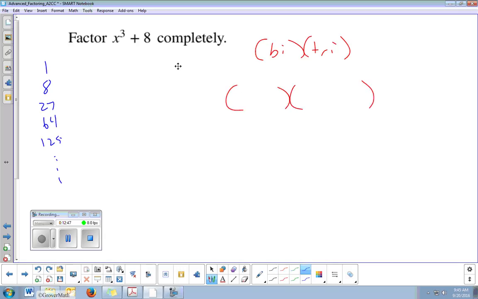The binomial is simply the cube root of these pieces. The cube root of x cubed is x, and the cube root of 8 is 2, because 2 times 2 times 2 is 8. The sign between them is the sign that you see from the problem you're factoring. So if this was a minus, this would be a minus. So it's the same sign. I'm going to put an S there.